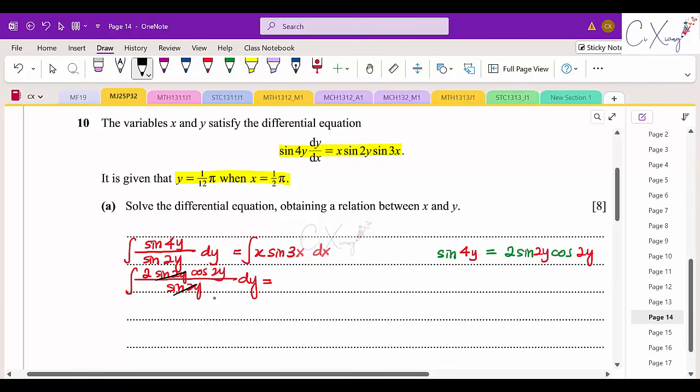Then after that, how about the sine 3x multiplied with the x? This is actually a product of two functions. We want to integrate the product of two different types of function, so basically we have to apply integration by parts.